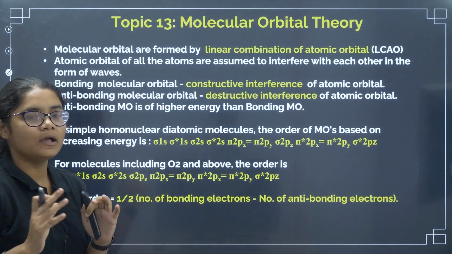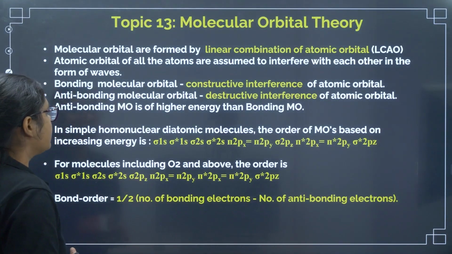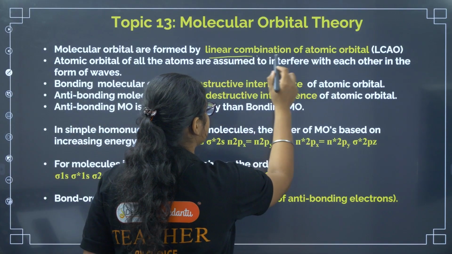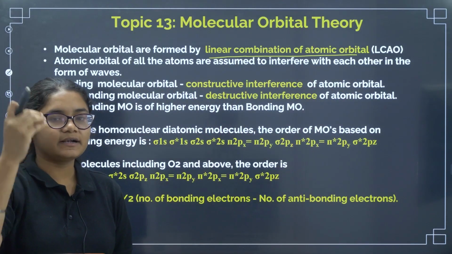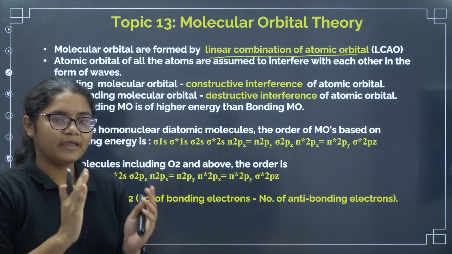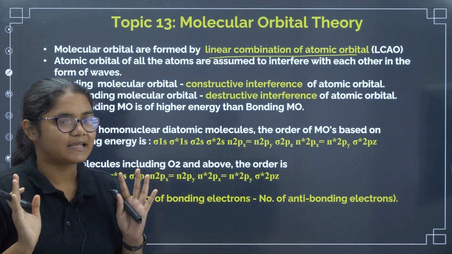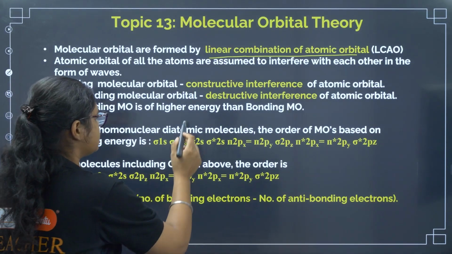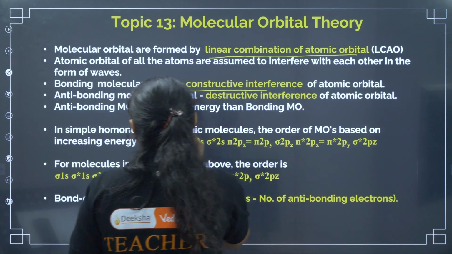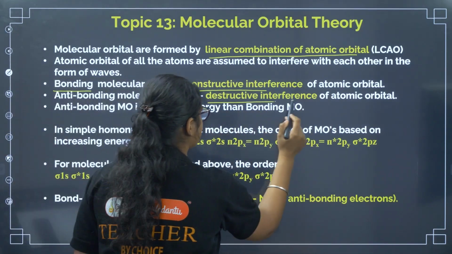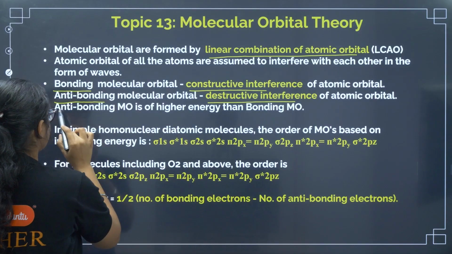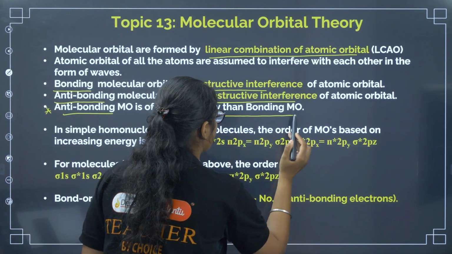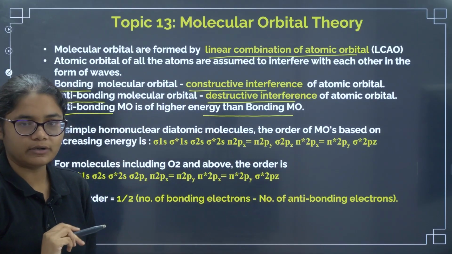Next we come to molecular orbital theory. According to molecular orbital theory, it is the linear combination of atomic orbitals. Atomic orbitals are considered as wave functions here. So waves can have constructive interference and destructive interference. If it is constructive interference, we get bonding molecular orbital. If it is destructive interference, we get anti-bonding molecular orbital. Next point you should remember is anti-bonding molecular orbital has higher energy than bonding molecular orbital.